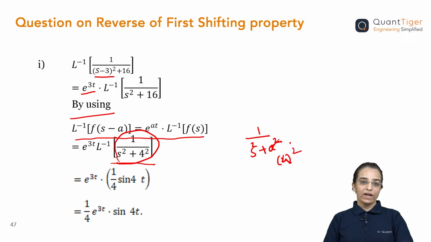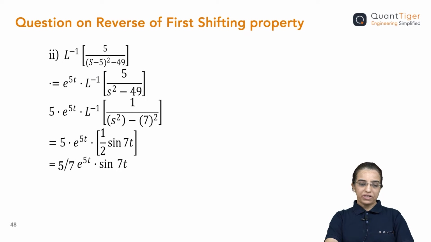a की value 4 है, so this is the formula of sin at. a की value 4 है, so 1 by a into sin 4t आ जाएगा. a की value 4 है तो 4 रख देते हैं ऐसे ही. So finally we will get 1 by 4 e to the power 3t into sin 4t. So this is how we have simplified it. A very basic question which I have taken here to become more familiar with the formulas of inverse Laplace.